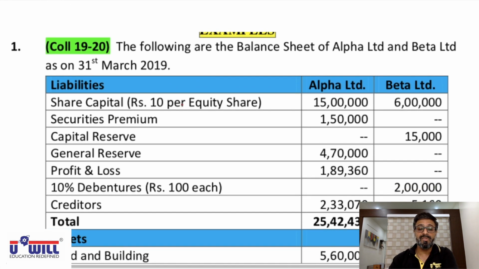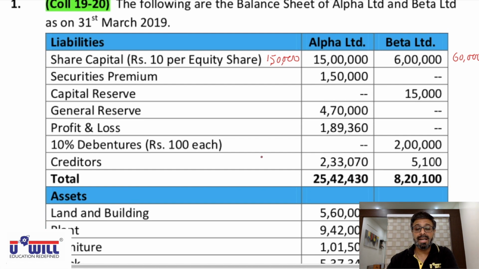Share capital of rupees 10 per equity share, 15 lakhs. 15 lakhs divided by 10, 1,50,000 would be the number of equity shares of Alpha Limited. 6 lakhs divided by 10, 60,000 would be the number of equity shares of Beta Limited. Securities premium is a reserve, 1,50,000. Capital reserve is a reserve in Beta Limited, 15,000. General reserve and profit and loss account are also reserves.